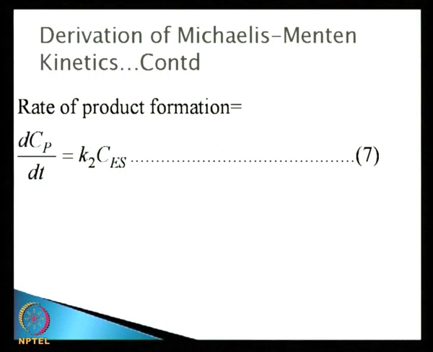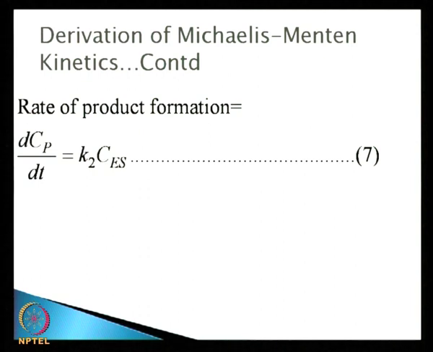The rate of product formation is something that you have already written. Now, I give you a couple of minutes. This rate of product formation is written in terms of CES, the concentration of the complex. What is the problem with the concentration of the complex? It is an unstable intermediate compound, and its value is not measurable.